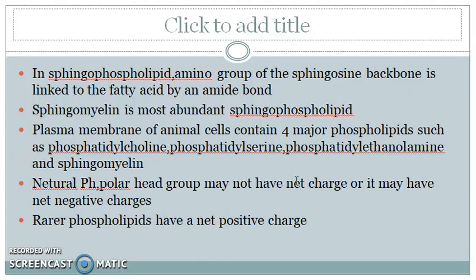Okay, and the plasma membrane of animal cells contains four major phospholipids: phosphatidylcholine, phosphatidylserine, phosphatidylethanolamine, and sphingomyelin. So at neutral pH the polar head groups may not have a net charge or may have a net negative charge. Now the rarer phospholipids have a net positive charge.